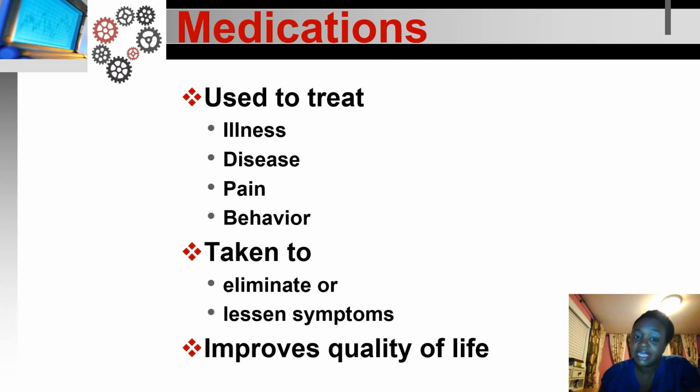Okay. So, medications. What is a medication? This whole time you have been hearing how do you administer it, what you are supposed to do, what you're not supposed to do. But actually, what is a medication? Medications are substances created to improve quality of life. It does this by reducing or eliminating negative symptoms. It's used to treat illnesses, diseases, pain, and behavior.